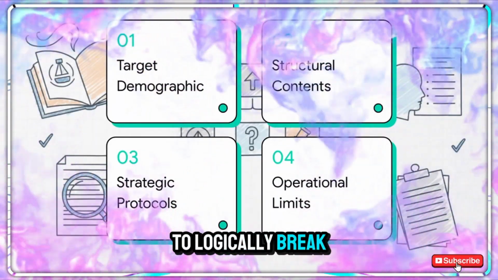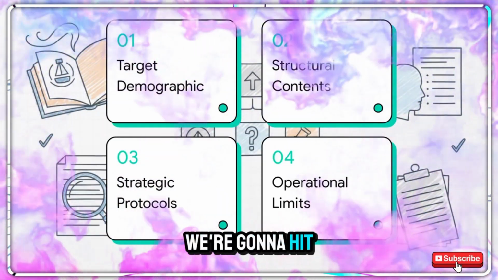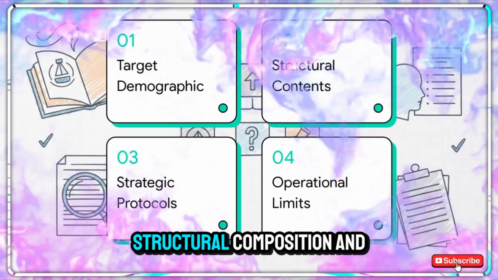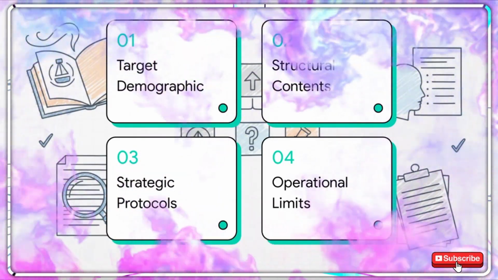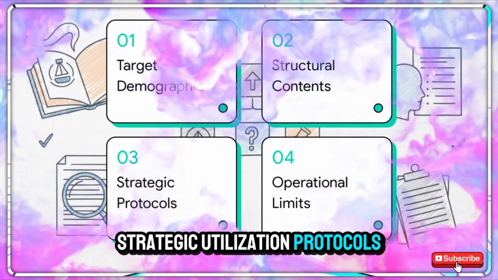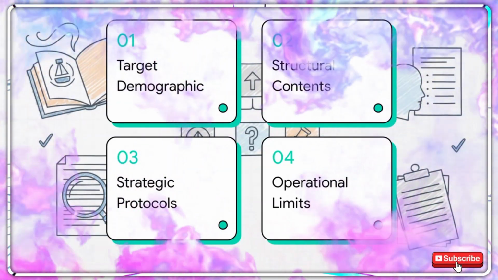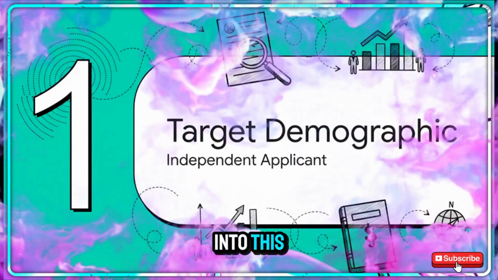To logically break down these blueprints, we're going to hit four main areas: target demographic analysis, structural composition and contents, strategic utilization protocols, and finally, operational limitations and boundaries. Okay, let's dive into this.